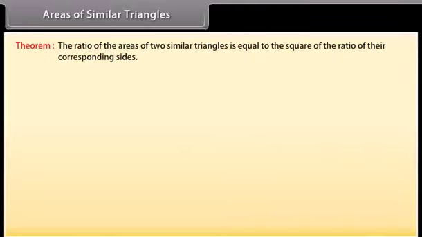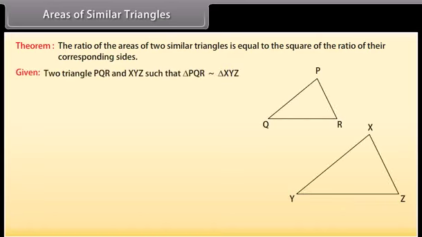Areas of similar triangles. Theorem. The ratio of the areas of two similar triangles is equal to the square of the ratio of their corresponding sides. Let us prove this theorem.